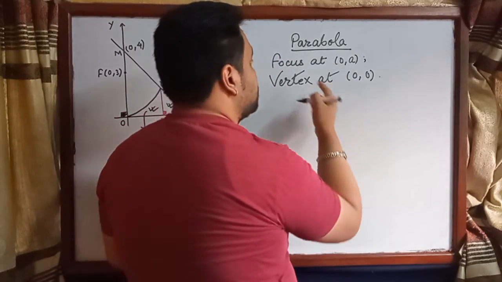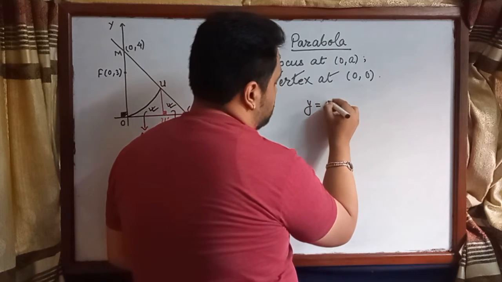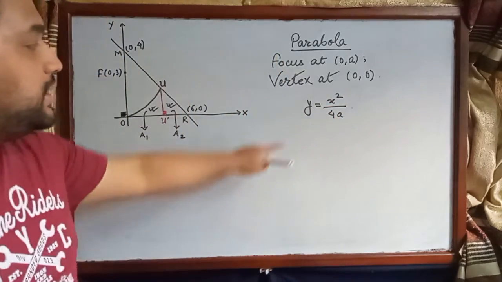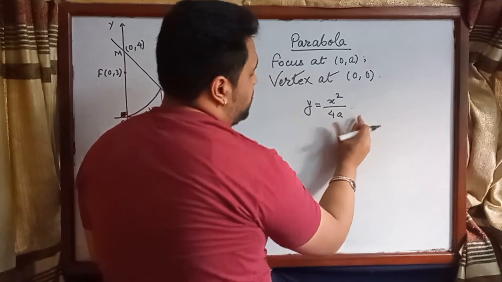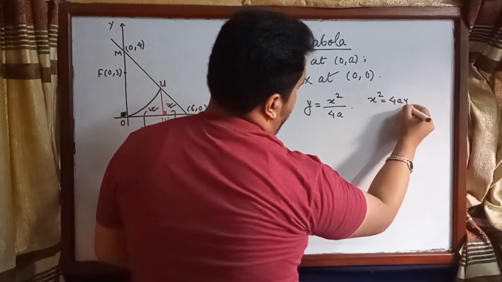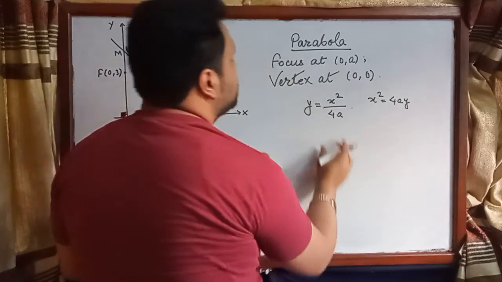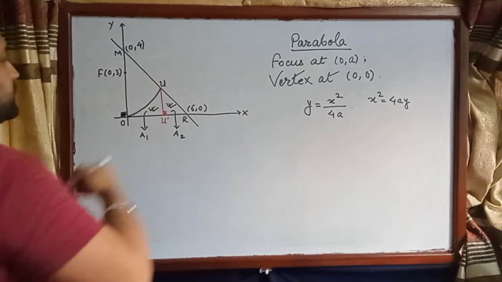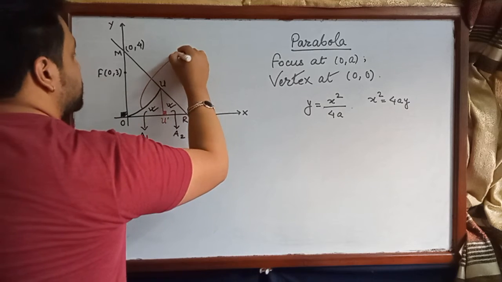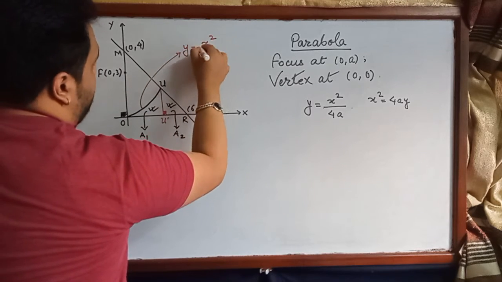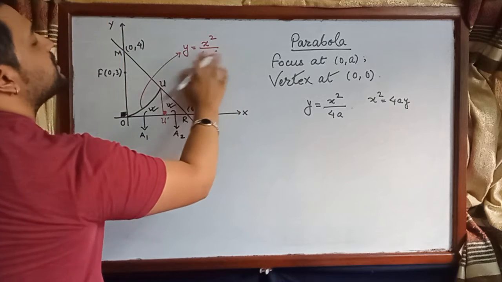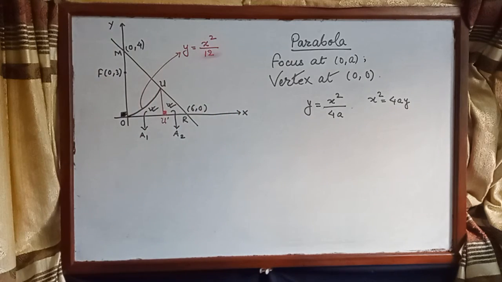Then, in this case, the equation of the parabola will be y is equal to x squared over 4a. Usually it is written as x squared equal to 4ay, and a is not equal to 0, so the division is allowed. So this is the equation of this parabola, isn't it? This is y is equal to x squared by 4a, but instead of a we have 3, so this is 4 times 3, which is 12. So the equation of the parabola is y is equal to x squared over 12.